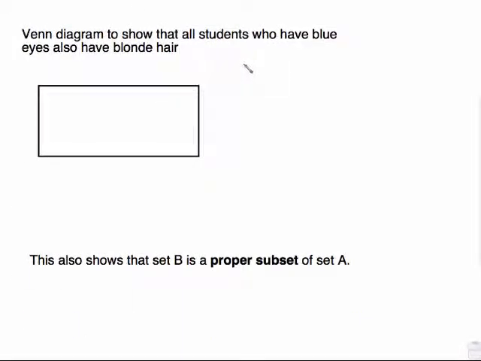We may have the situation, the exact opposite of that. All students who have blue eyes also have blonde hair. So this is still labeled U for our universal set for this whole class. And we have set A, which is the big circle here, which is our blonde hair. And we have everybody who had blue eyes also has blonde hair. Everybody who had blue eyes is part of the bigger set of the blonde-haired students. This also shows that B is a proper subset. Obviously, it's a subset because B is inside circle A, but it is a proper subset because these two things are not equal.